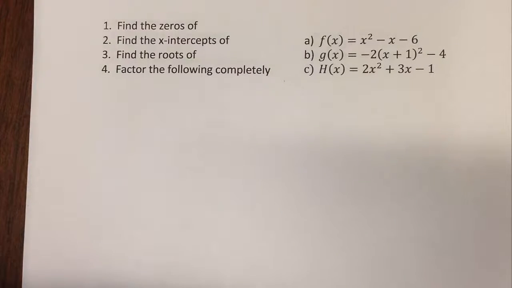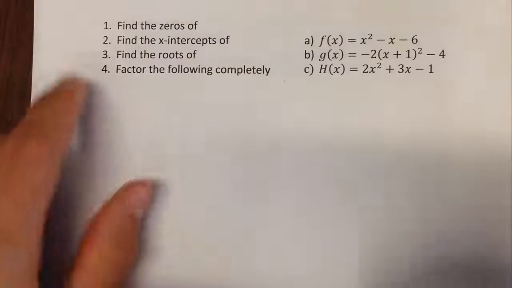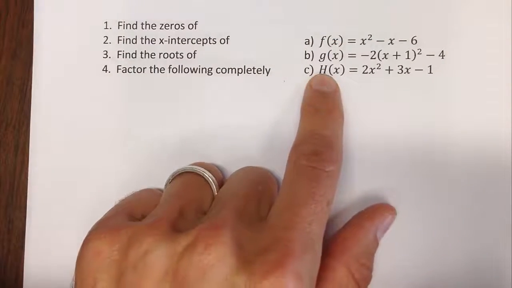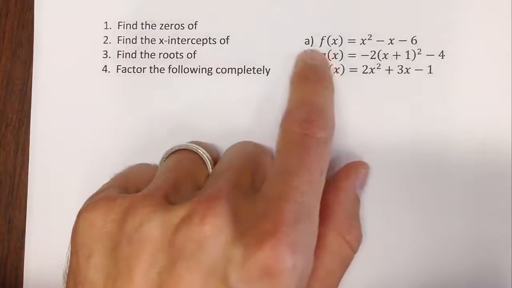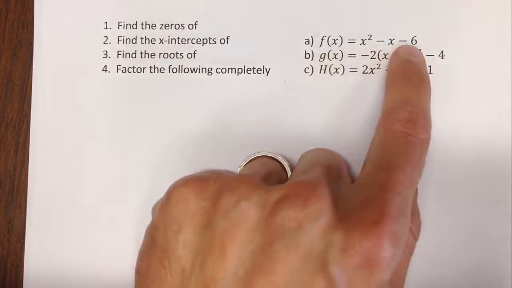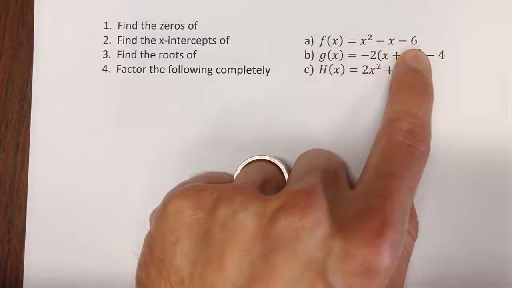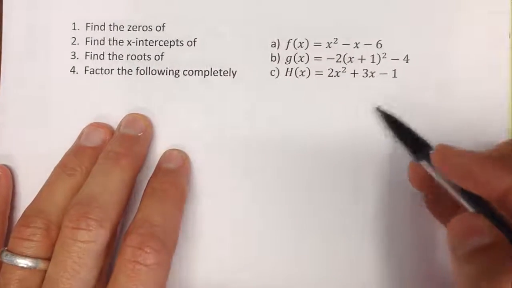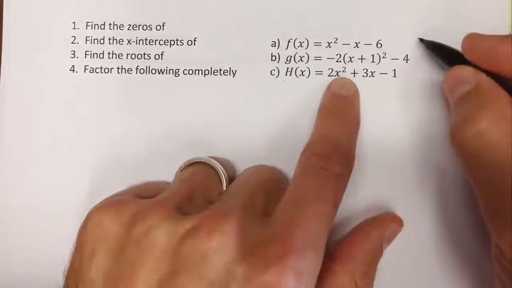I made this up as a sort of choose-your-own-adventure of questions. Notice on the left I have: find the zeros of, find the x-intercepts of, find the roots of, factor the following completely. So you could pick any of these four stems and put it with any of these. Imagine you are doing 1a, find the zeros of f of x equals x squared minus x minus 6. And I created these problems to highlight three different approaches.